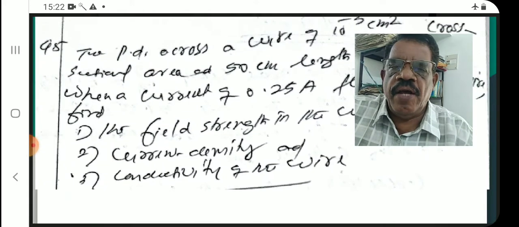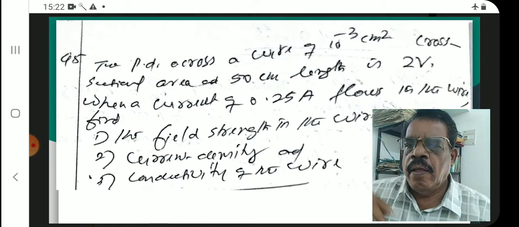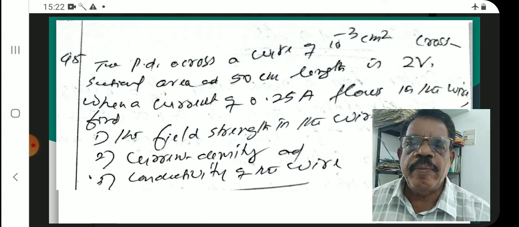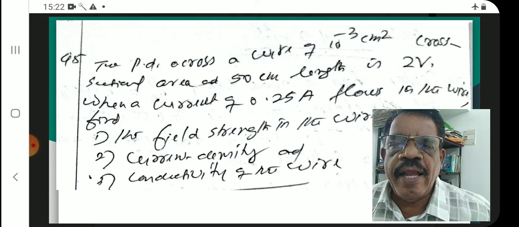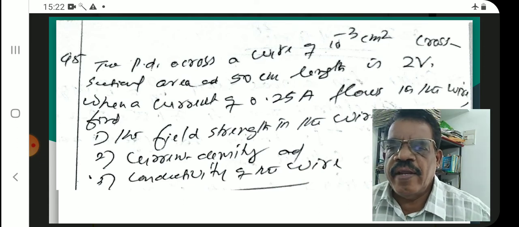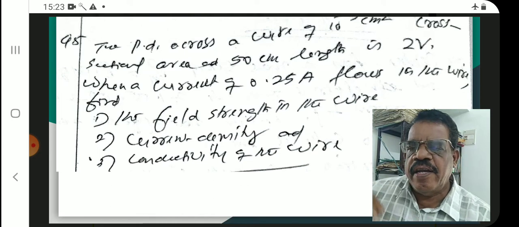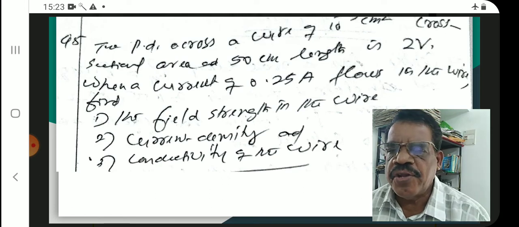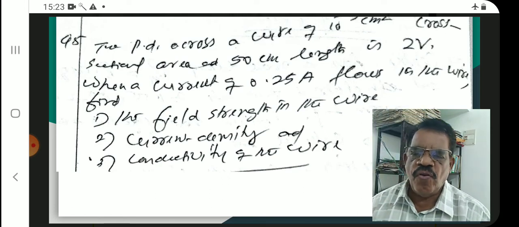Question number 5. The PD across a wire of 10 to minus 6 centimeter square cross-sectional area and 50 centimeter length is 2 volt. When a current of 0.25 ampere flows in the wire, find 1, the field strength in the wire, 2, current density, and 3, conductivity of the wire.